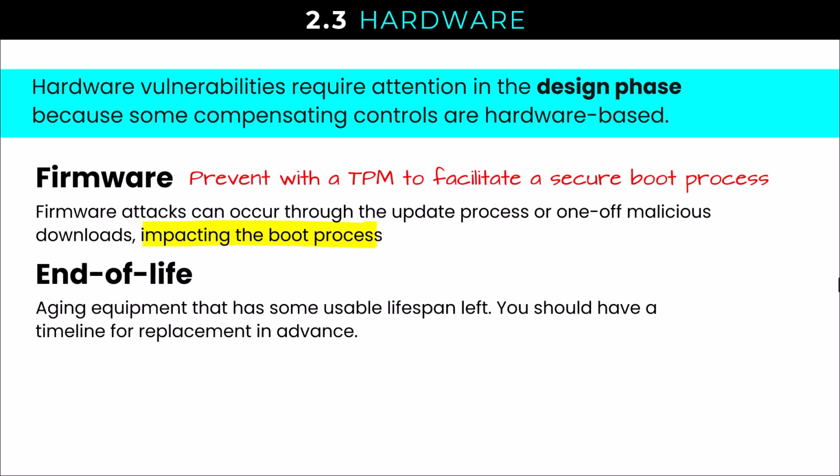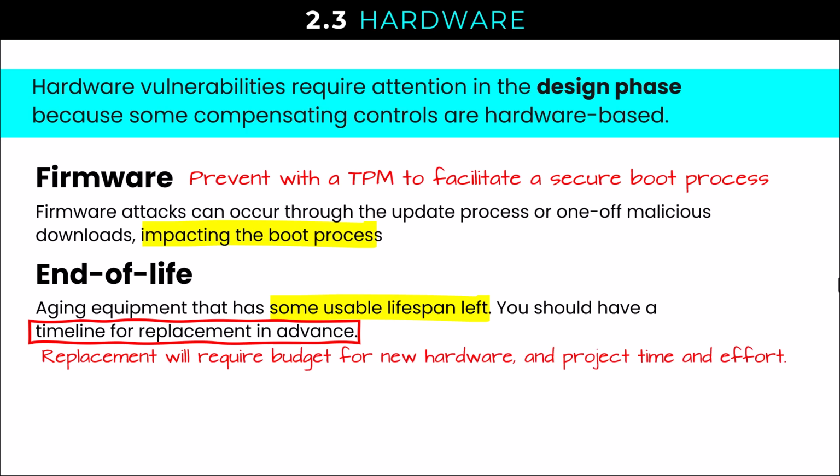Next we have end of life, so aging equipment that has some usable lifespan left. You should have a timeline of replacement in advance of production deployment, because replacing that hardware is going to require both budget and time and effort for the project to perform the replacement, to migrate applications or data that reside on that hardware over to the new hardware.